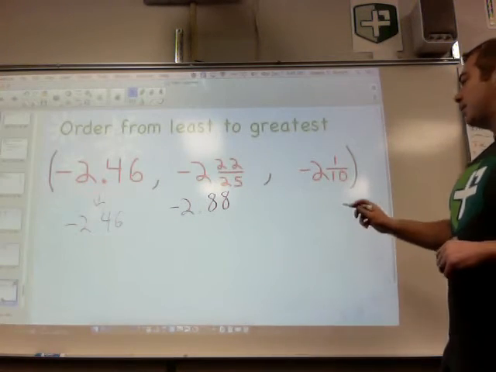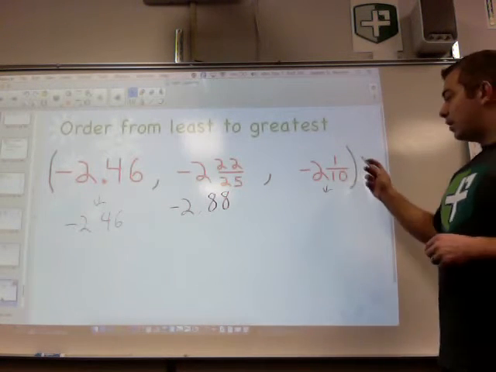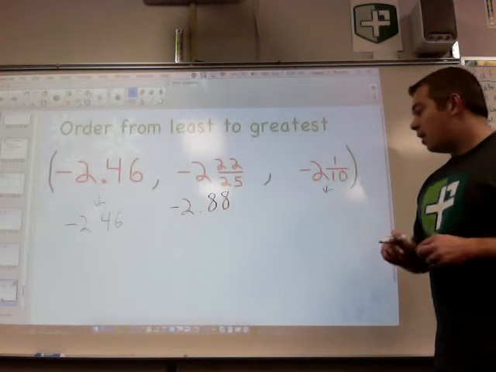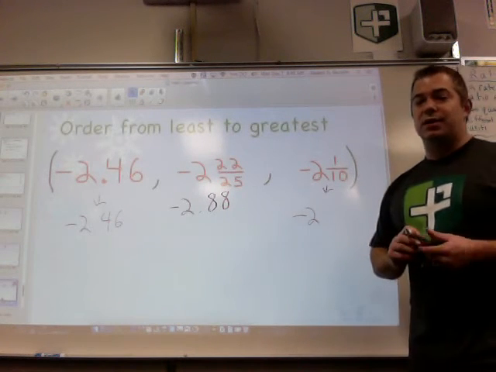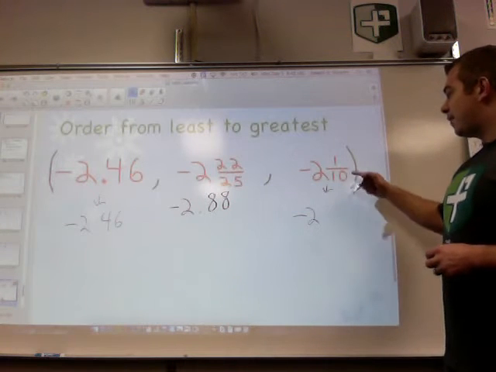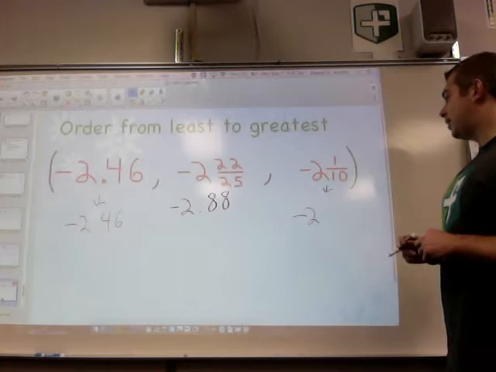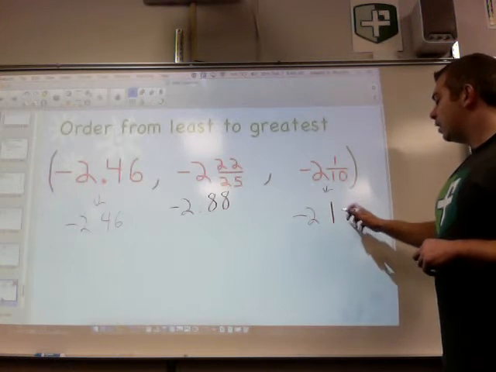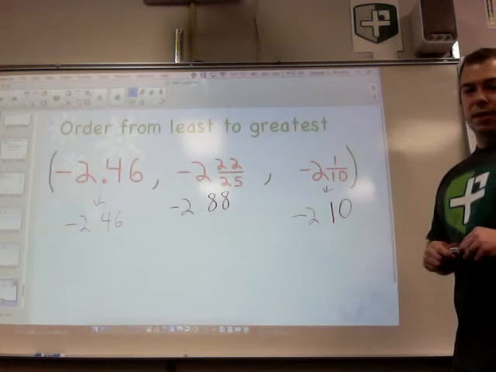And my last number is going to be written as, so I could do the Hartwell method again. I could do 1 divided by 10. I'm not going to do that. I'm just going to turn it into a decimal, because I know that 10 goes into 100 10 times. So whatever I do to the bottom, I do to the top. What's 1 times 10? It is 10. So I have negative 2 and 1 tenth. I don't really need that 0 there, but I'll keep it anyways.